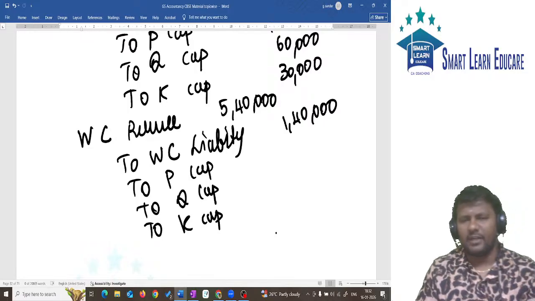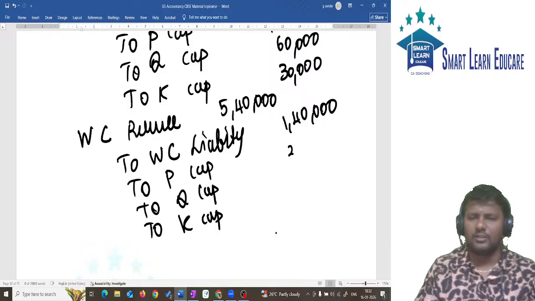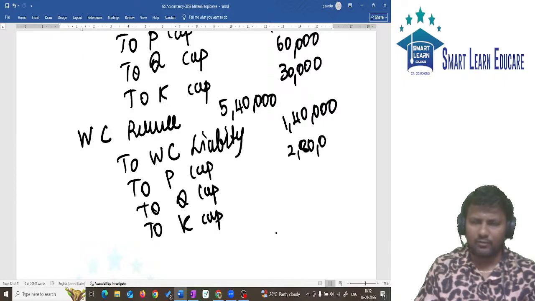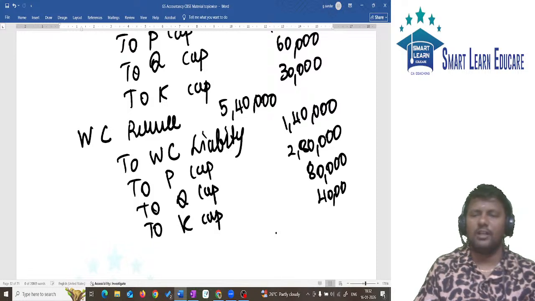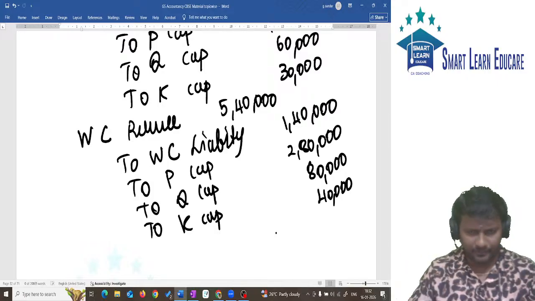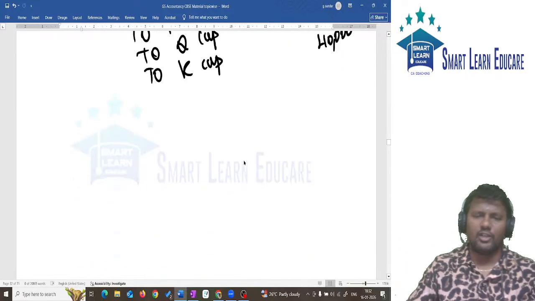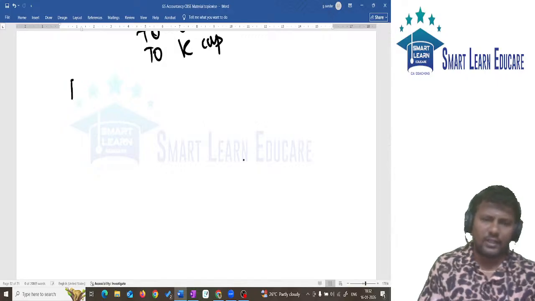4 lakh divided by 10, 40,000. 40,000 into 7, 2 lakh and 80,000. 40,000 into 2, 80,000. 40,000 into 1, 40,000. That's all. The amount is transferred to partner's capital. Over. So reserve over. Revaluation account they are asking, so revaluation account you should prepare.